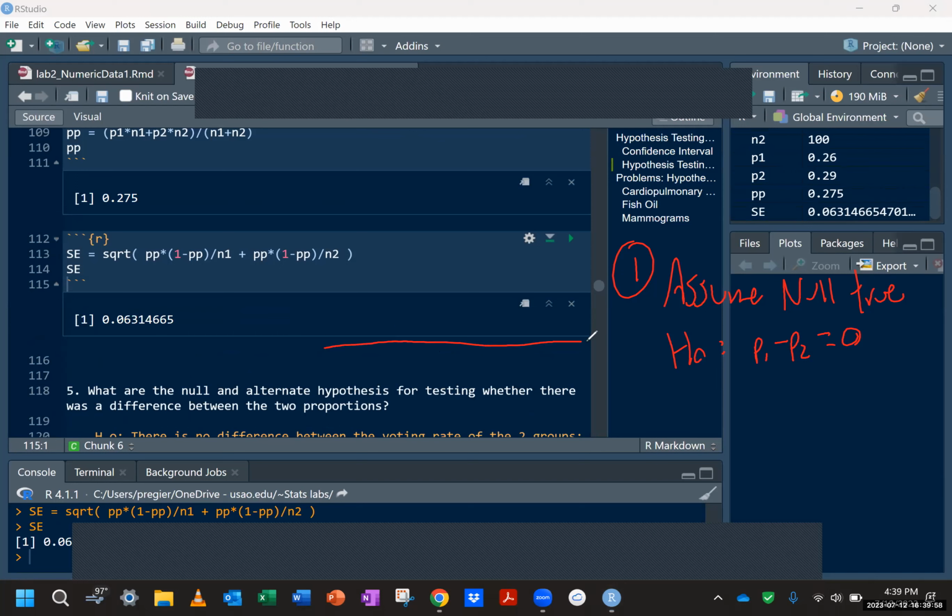Here we go. So since we assume the null is true, we're assuming the middle of my distribution is 0. This is the distribution for P1 minus P2. We're assuming it's 0. We got a standard error of 0.063. And what now did we observe?